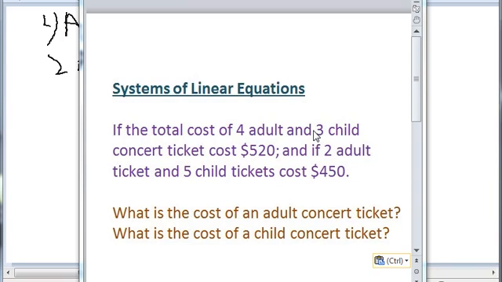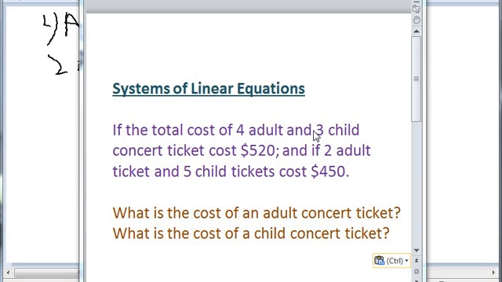This is Troy Hawk Videos, and we're going to solve a system of linear equations problem. If the total cost of 4 adult and 3 child concert tickets costs $520, and if 2 adult tickets and 5 child tickets cost $450, we want to find out the actual cost of an adult ticket and the actual cost of a child ticket.